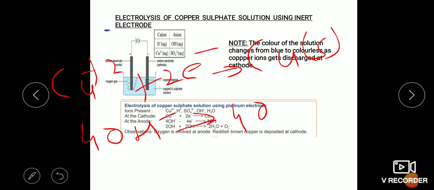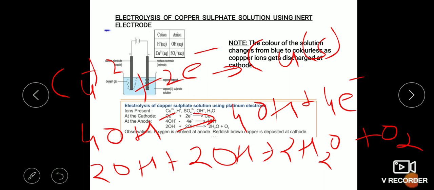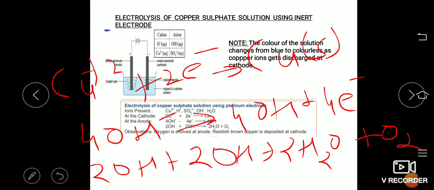will donate 4 electrons. So I am using 4 hydroxide ion because 2OH plus 2OH will give you 2H2O, that is water molecule, plus oxygen gas is liberated. And please remember students, as copper ions which are blue in color are being discharged at cathode, their concentration in the solution decreases. Therefore, the blue color of the solution progressively fades and the solution will become colorless when all the copper ions are discharged at cathode.